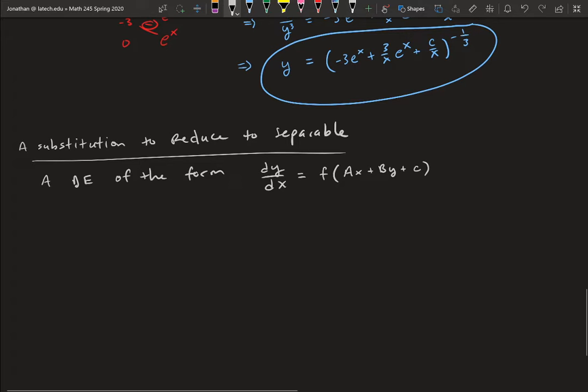So this is for any differential equation of the form dy/dx equals an arbitrary function f of ax plus by plus c. Any differential equation of this form, we can try the substitution here. The substitution we need to make is we let u equal ax plus by plus c. That would be turning the right-hand side basically into f of u.